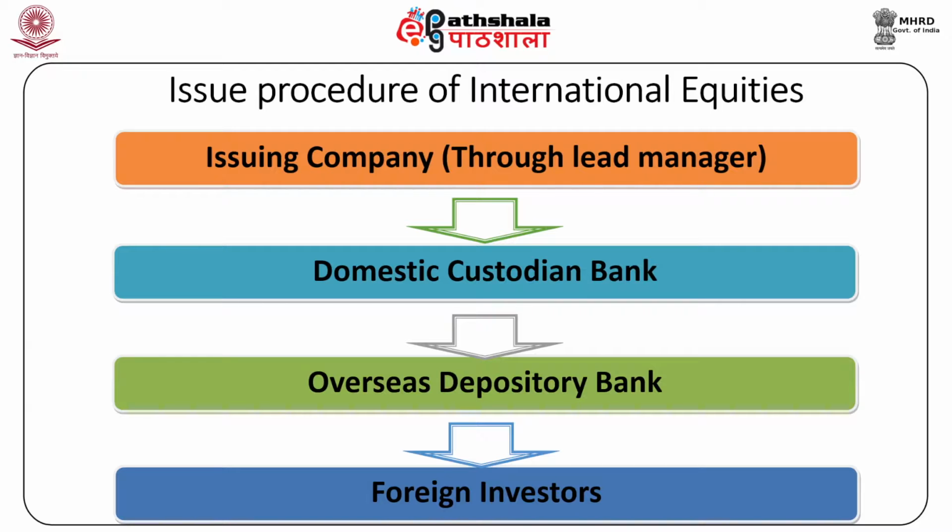After receiving the proceeds of GDRs from the investors, the depository transfers it to the custodian bank, which in turn transfers it to the issuing company. The company records the name of the investors in the shareholders register.